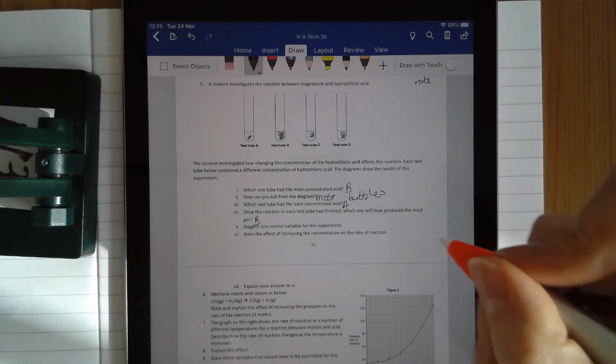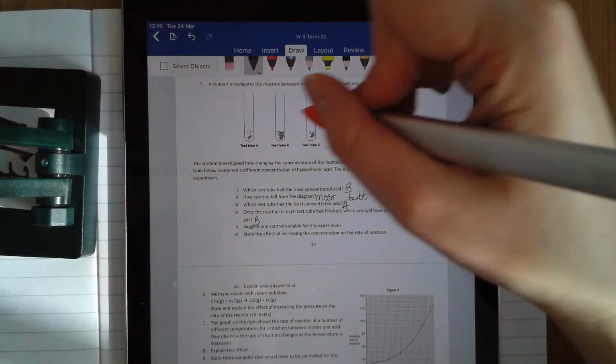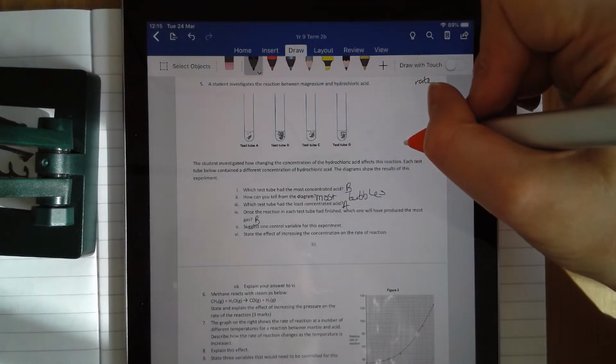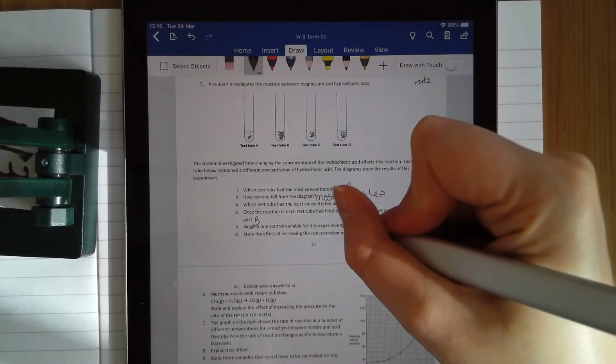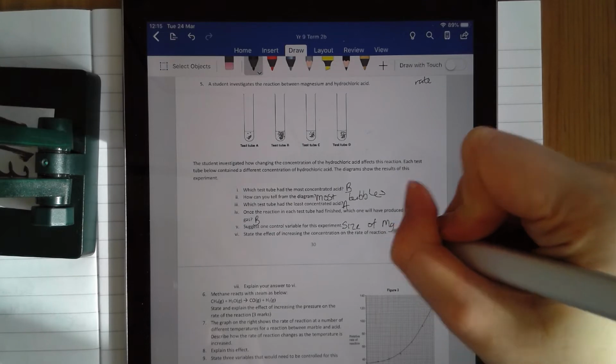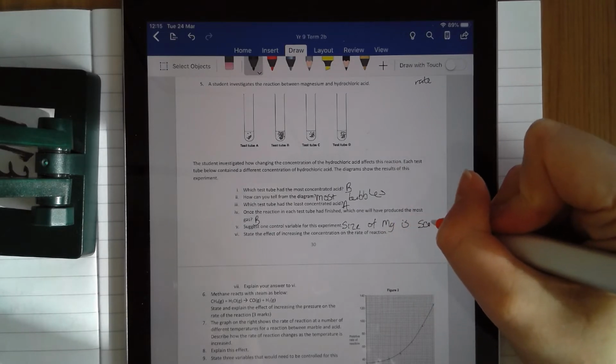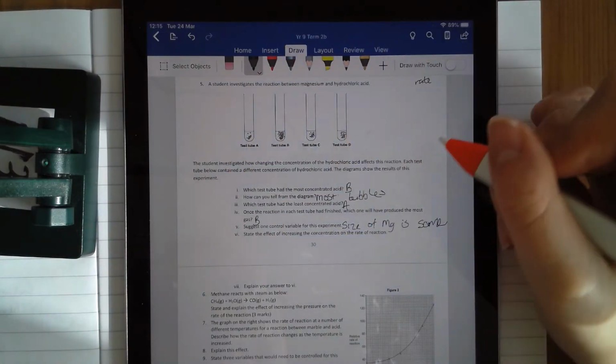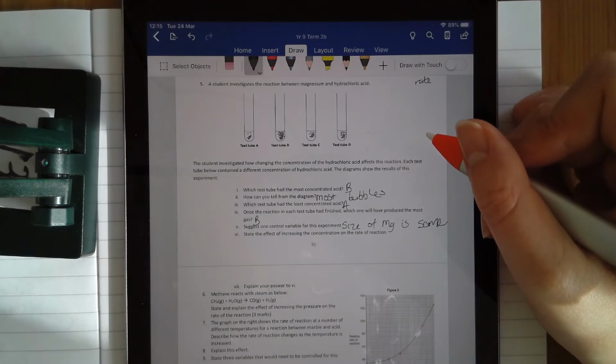Suggest one control variable for this experiment. So you will see that the piece of metal that they are reacting with, so the size of magnesium, is the same. You can't have different sized pieces of magnesium because that will change the rate of the reaction.